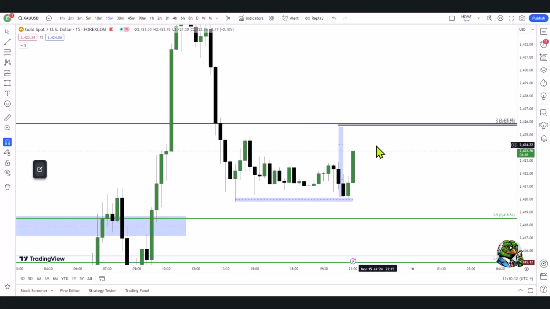Right now, I'm just looking for this target. I want to make it easy. As I said, I always look for the easy targets, okay? I'm just looking for a 50-pip scalp. So very simple trade, okay?